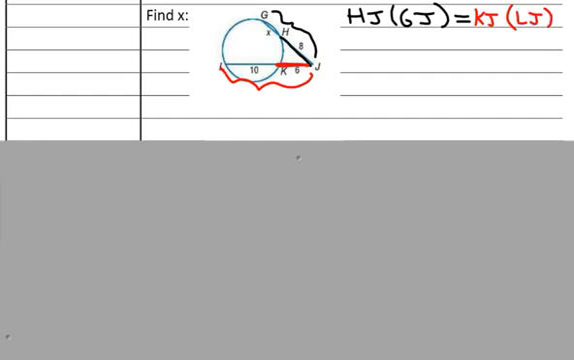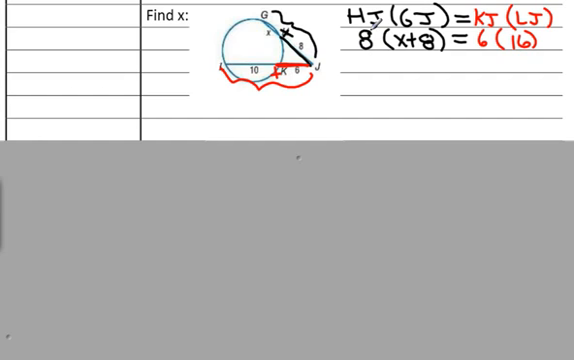And this is the part that a lot of you will get stuck on. HJ is easy, it's 8. But GJ is representative of the entire segment. Not x times 8, but x plus 8. So we would add x to 8, and that'll represent the entire secant segment, GJ. And then when we get to the other side, we take KJ, which is 6, and then multiply it by LJ. And that's easy, 10 plus 6. Again, we're adding the two parts because that equals the whole thing. So 6 times 16.